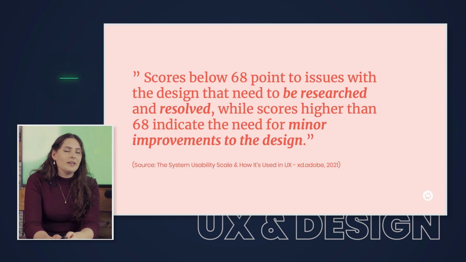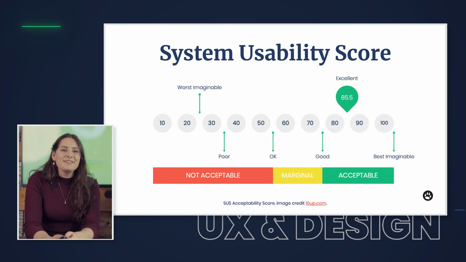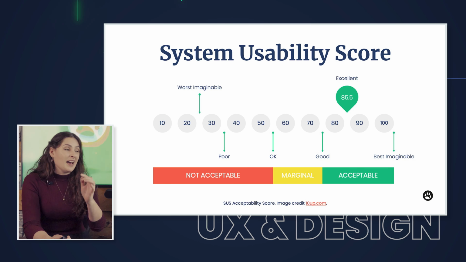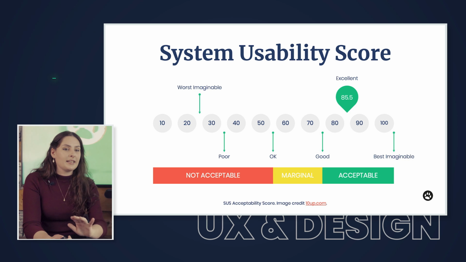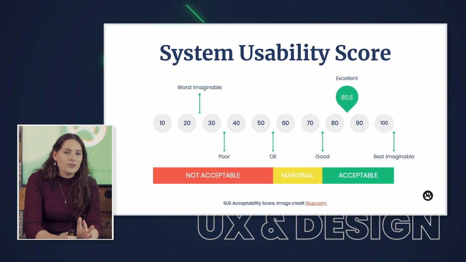But we all know we love these fancy images that show us a scale and communicate everything better visually, because we're designers. So here's the System Usability Scale chart, where you can see how effective the scores are. Below 50 is not very functional, and you can see it's not acceptable at all in this really red color. But between 50 and 80, it's marginal, so there's room for improvement.